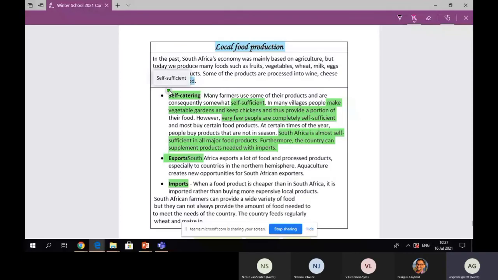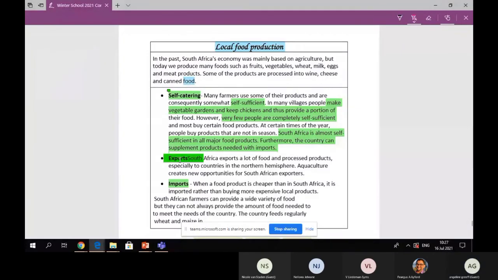Some people might be doing it on a smaller scale. If we think in terms of the farmers, they're doing it on a bigger scale, but they still need to get other stuff from other places. So please know what it means when we talk about self-sufficiency. Then they talk about the imports and exports of South Africa.